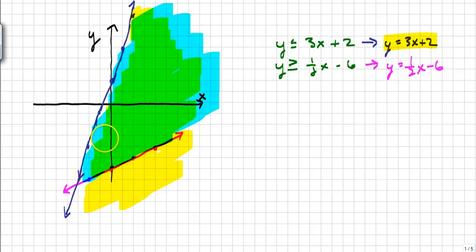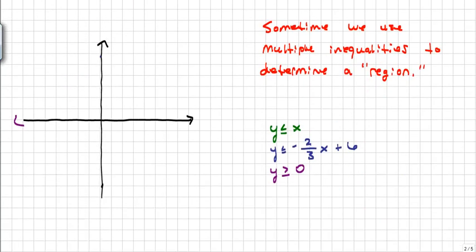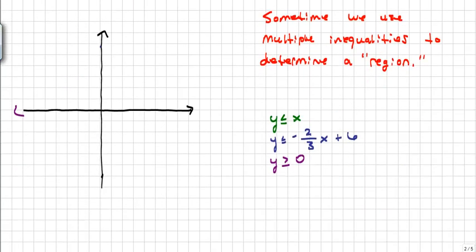That's your answer. So we're looking at where they intersect. The next problem is a little bit different because now we have 3 inequalities instead of 2.